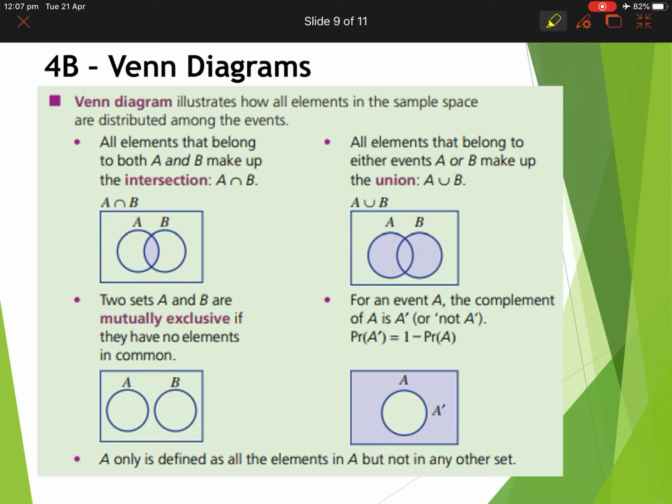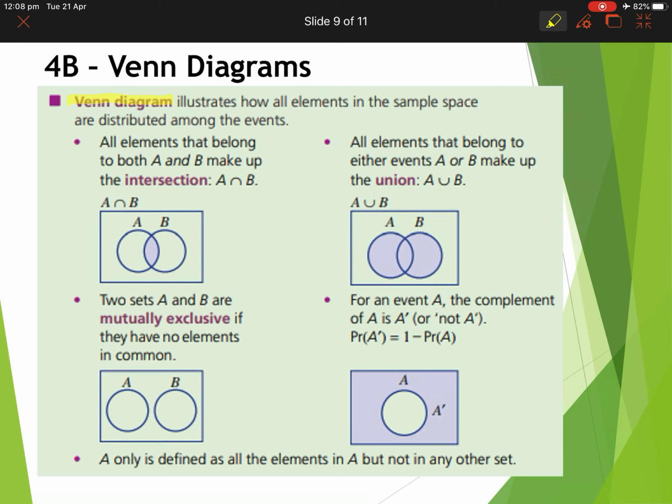Okay, today we're looking at chapter 4b, Venn diagrams, in our probability topic. Venn diagrams illustrate how all elements in the sample space are distributed among the events. So it's pretty much just drawing, a visual representation of showing where all the little bits go, in simple terms.